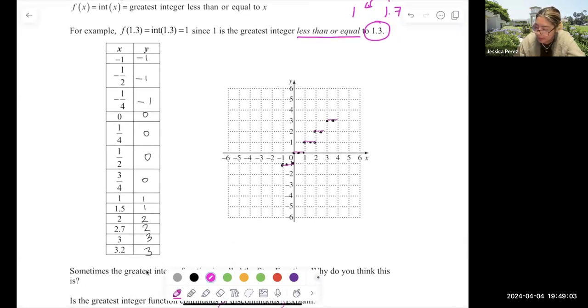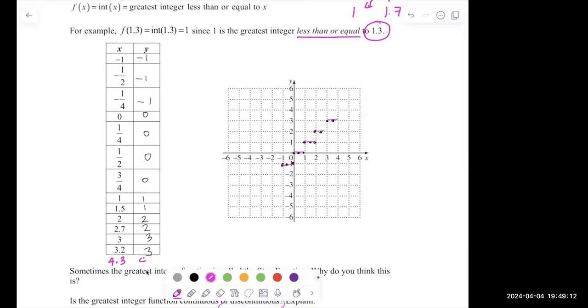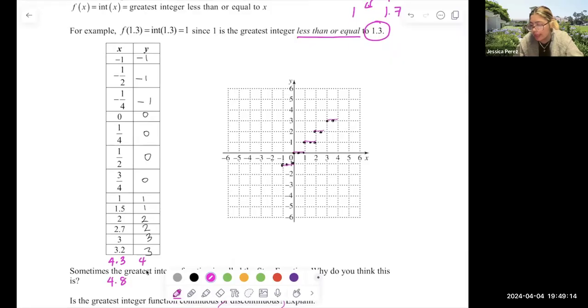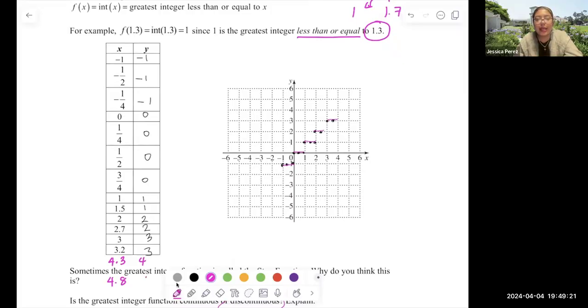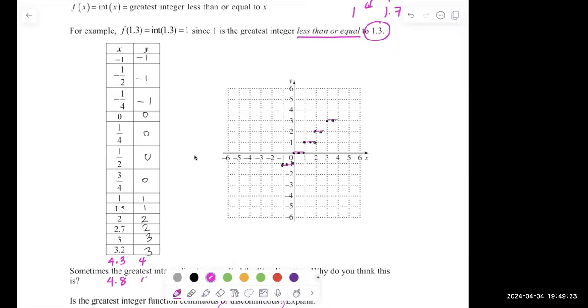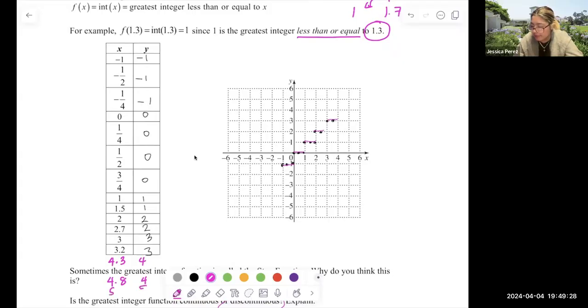If I were to add 4.3, what would be the integer for that one? What would be the answer? 4. Yep. And what if it were 4.8? What would the answer be? 5. Be careful. Oh, 4. The one less than that. It'd be 4. When is it going to be 5? When the number is 5 or 5.5 or 5.6. So it's always the one less than that. That's called the greatest integer function.